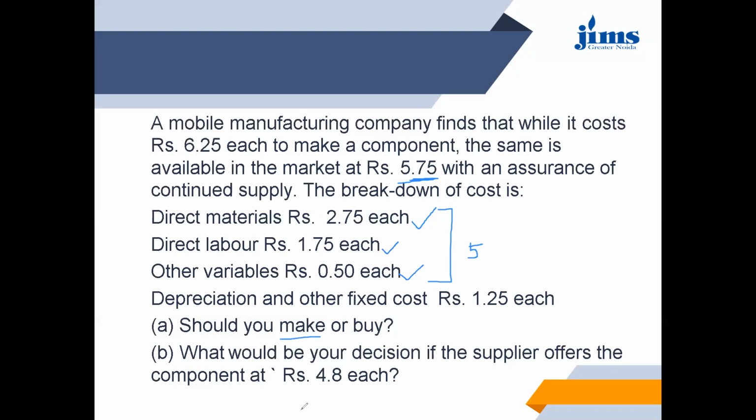Now in the second case, the component is available from a particular supplier at 4.8. That means it is lower than our marginal cost. And if it is guaranteed that there is continued supply and the quality is also good for the particular product, then in that case, we should buy the product from the supplier. So this is the simple way to calculate or to decide on the make or buy decision.